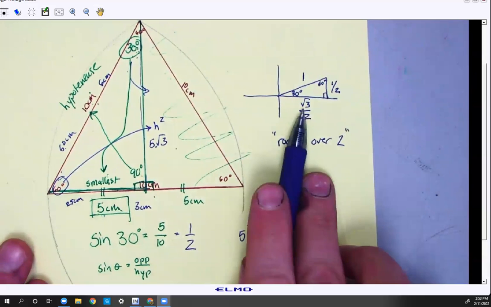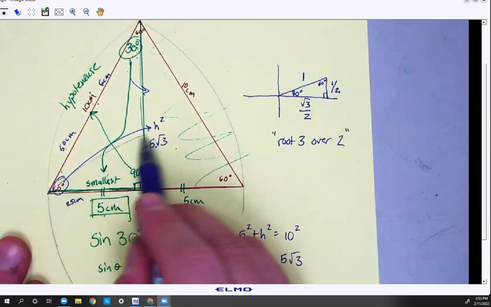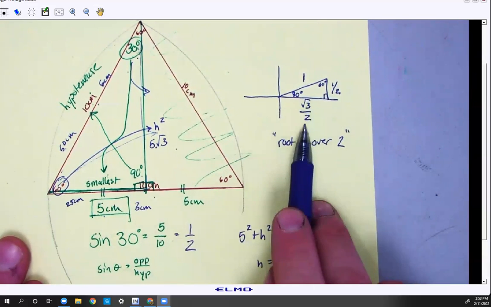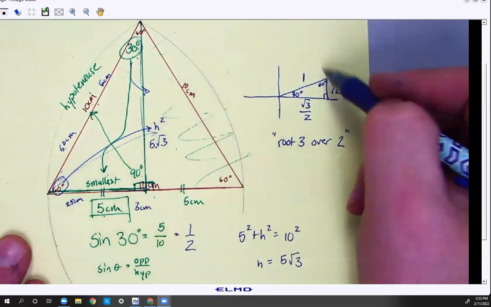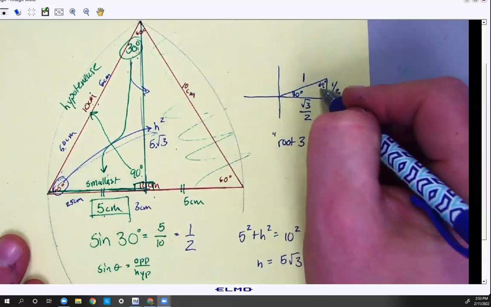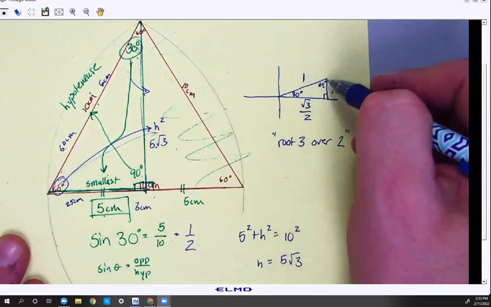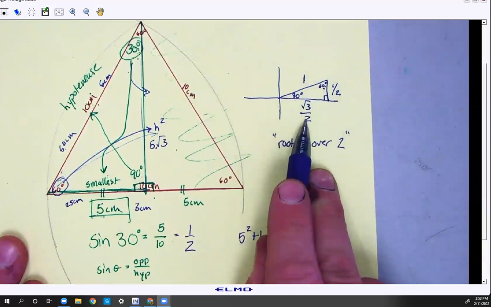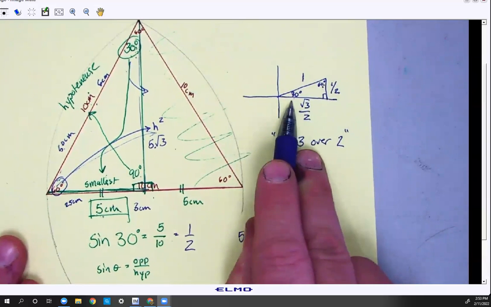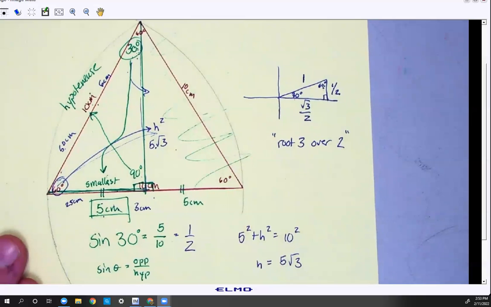So where is this root 3 over 2? It's opposite the 60. And root 3 over 2 is bigger than a half. And 60 is opposite root 3 over 2. And 60 is bigger than 30. So big angle, big side, opposite. Small angle, small side, opposite.